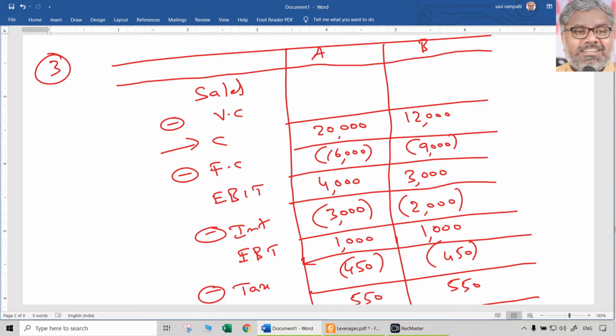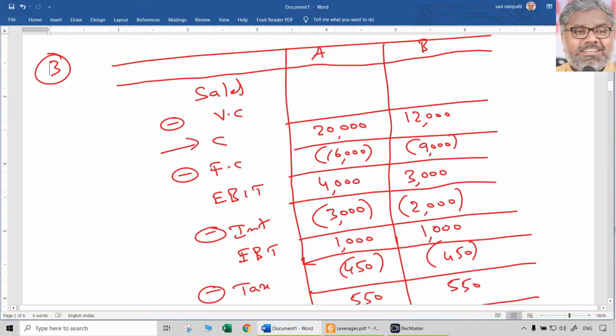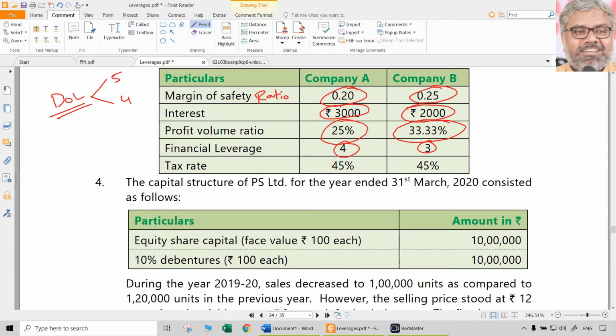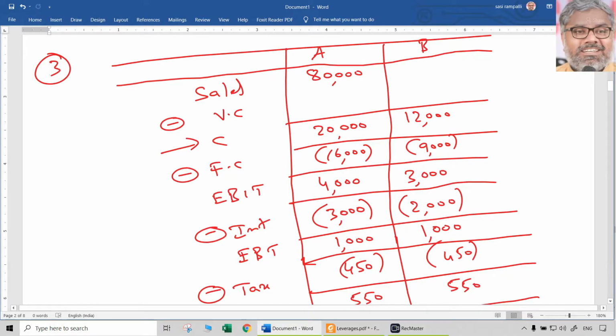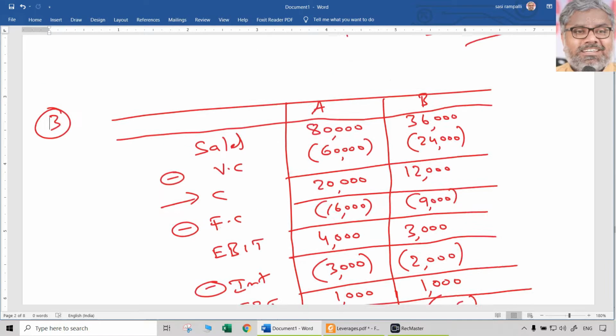So 20,000 divided by PV ratio of A, 25%, means 0.25. That gives a sales of 80,000. For company B, 12,000 divided by 0.333333, that comes around 36,000. That's all. Naturally, variable cost is going to be 60,000, and naturally here variable cost is going to be 24,000. Now is the statement complete? Yes, that is the answer.